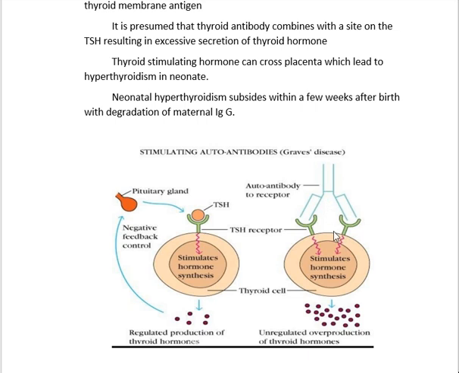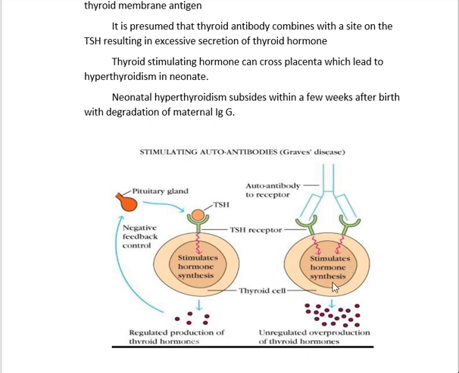An antibody against the thyroid stimulating hormone receptor is going to be generated, and that will cross the placenta, which leads to hyperthyroidism. So this antibody crosses the placenta and binds to the TSH receptor. Actually, the thyroid stimulating hormone from the pituitary has to bind to this receptor. But instead of that hormone, this autoantibody is going to bind to the TSH receptor.